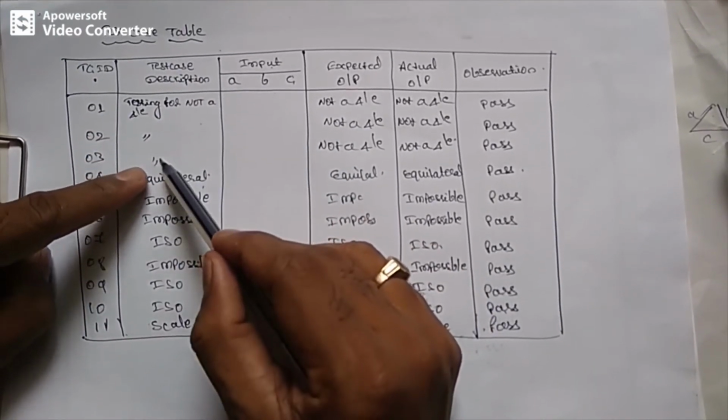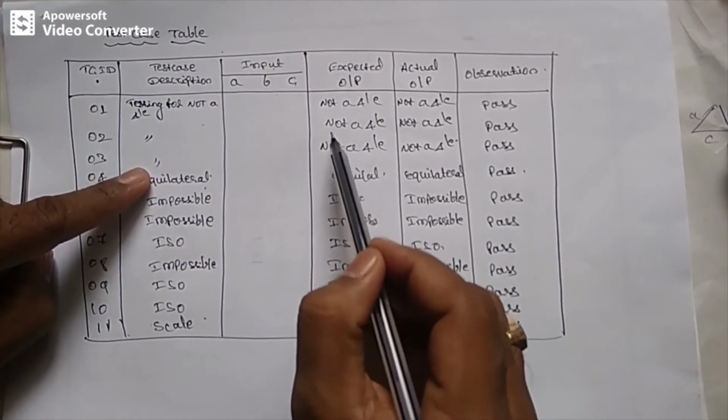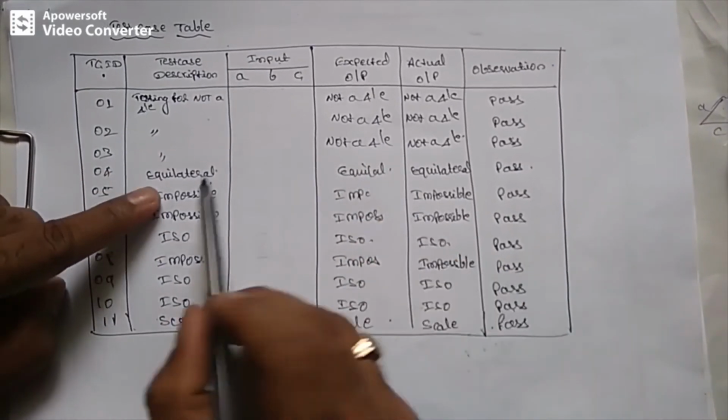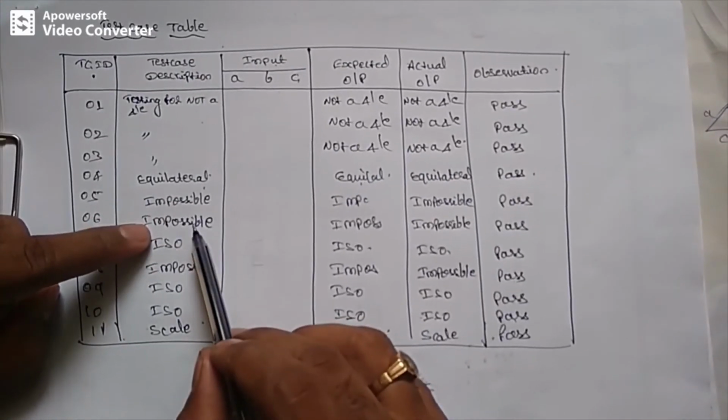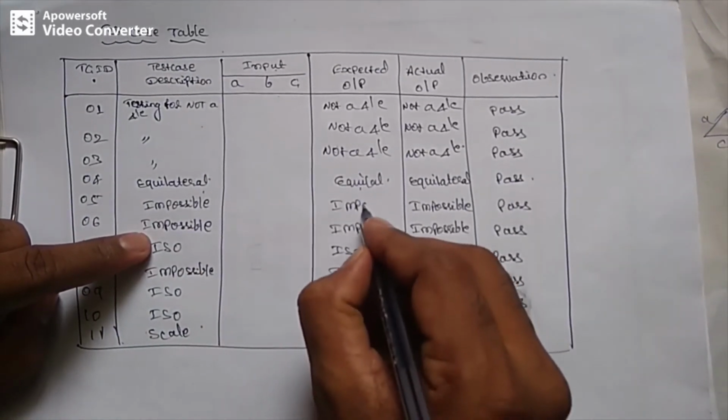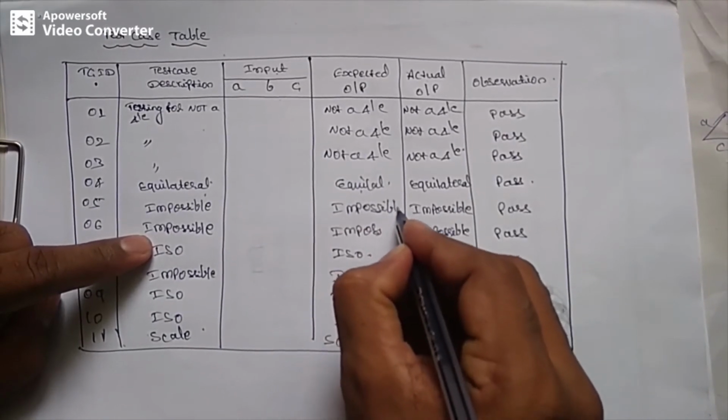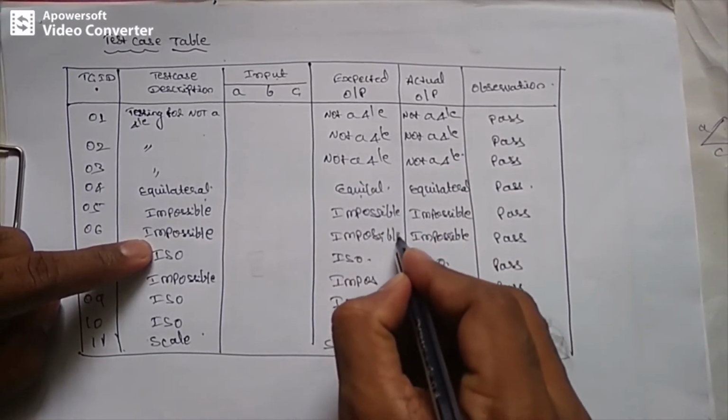Similarly, next two times, we are getting not a triangle, so I have written here "not a triangle." Then here equilateral, here also equilateral, as the expected output result. Impossible, impossible two times, here also impossible. So here also impossible is my expected output result.